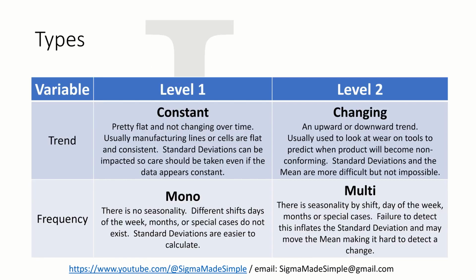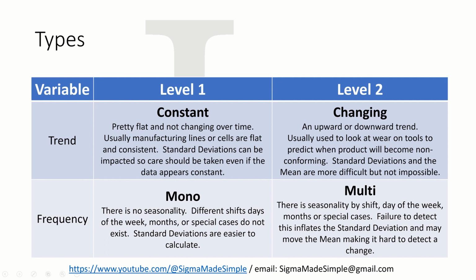So before doing a normality test, check to see if your trend is constant or changing and if your frequency is mono or multi. So there's two variables here in addition to normality. Trend is constant, that means it's pretty flat. Changing means you have an upward or downward trend.